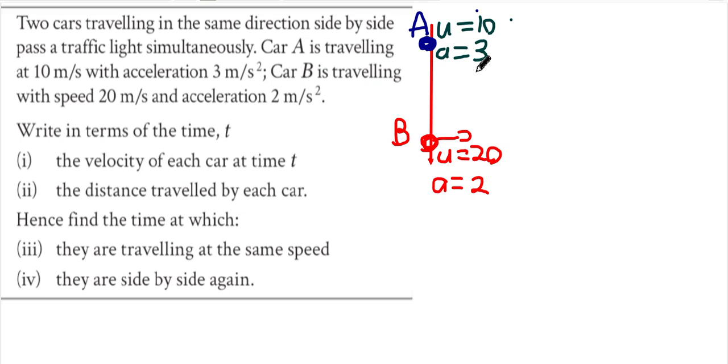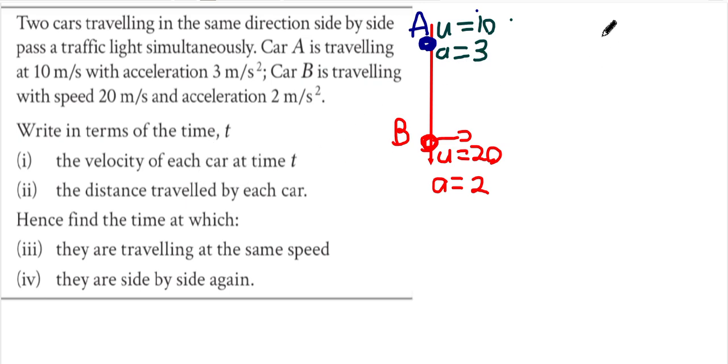So long story short, B will pull a gap onto A. A has superior acceleration and will eventually go faster than B. It will catch it back up and overtake. Are we all agreed with that sentiment? All good? Okay. Find the velocity of each car at time t.